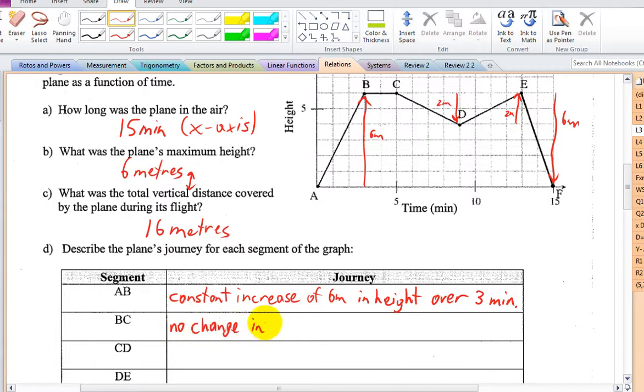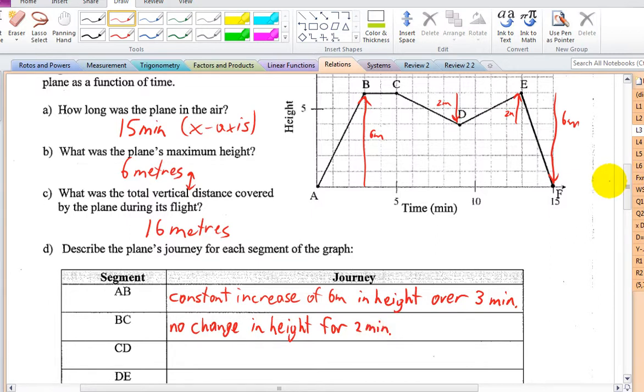No change in height for 2 minutes. Does that mean the plane's not flying anywhere? Oh, it's flying. It's going around in a circle, right? Or flying straight. It's just not going up or down. So something's happening. The height's just not changing. Okay, so there's no rate of change.